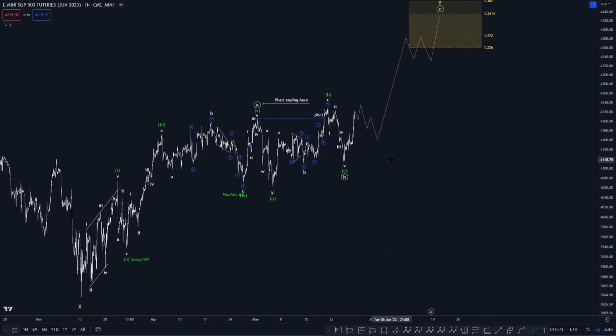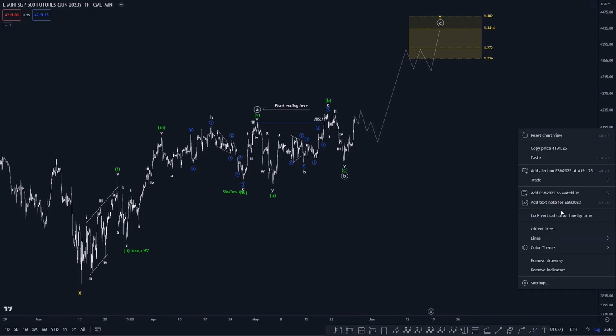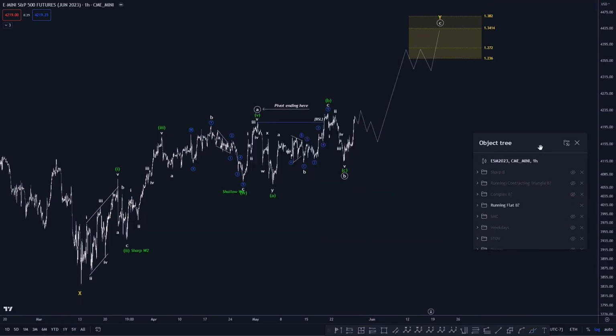The only difference between this count and the other counts is the manner of how we come up. This looks like a 1 right here. This looks like a pushback for a 2. We pushed up for a 3. Now I want to see a pullback for a 4, push up for a 5, and then a 3-wave correction. So all these counts, they give us potential direction, and they all unfold a little bit differently.